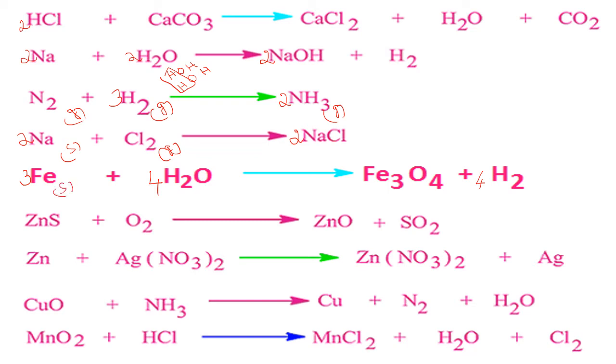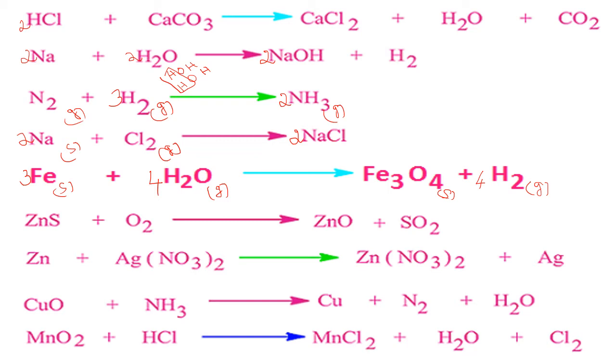Iron is a solid and water is in gaseous form, and this is again solid and this is a gas. So we mentioned all the physical states, and also the number of atoms on the reactant side and product side are equal. Now it is a balanced chemical equation.